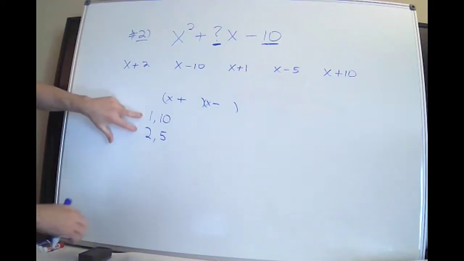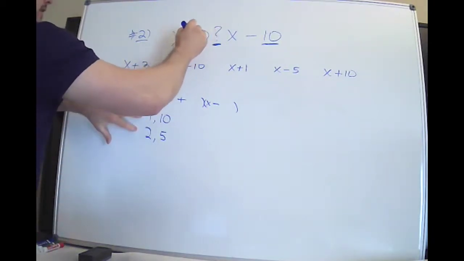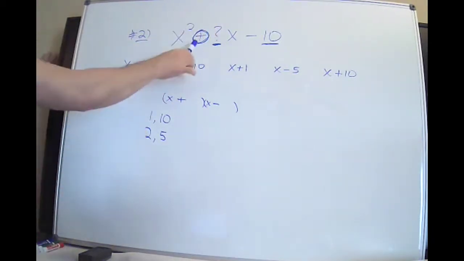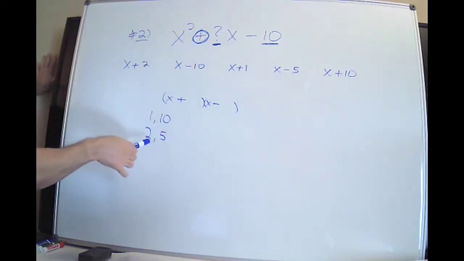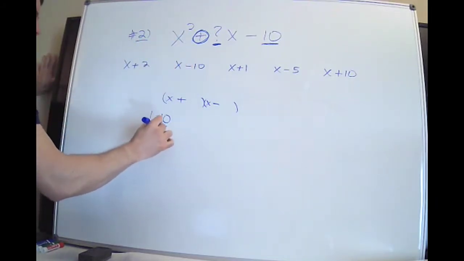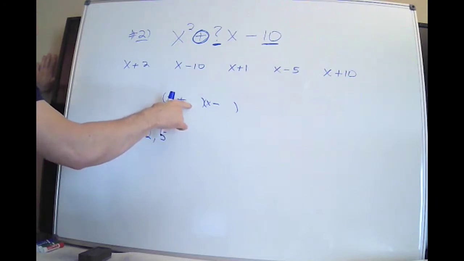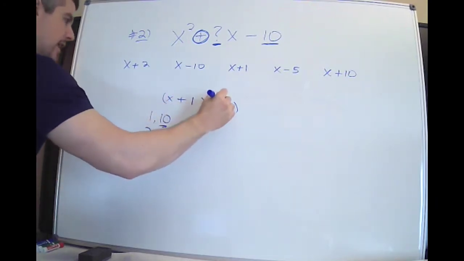Now, here's the magic. I need a positive here. Do you agree? This has to be positive. Whatever pair I pick, I have to put the larger number here. If I don't, let's say I put 1 here and I put 10 there.